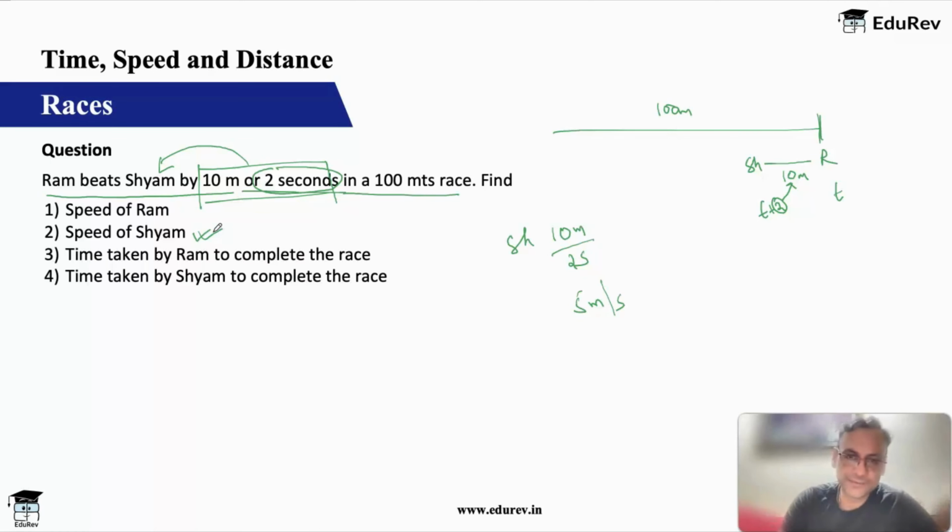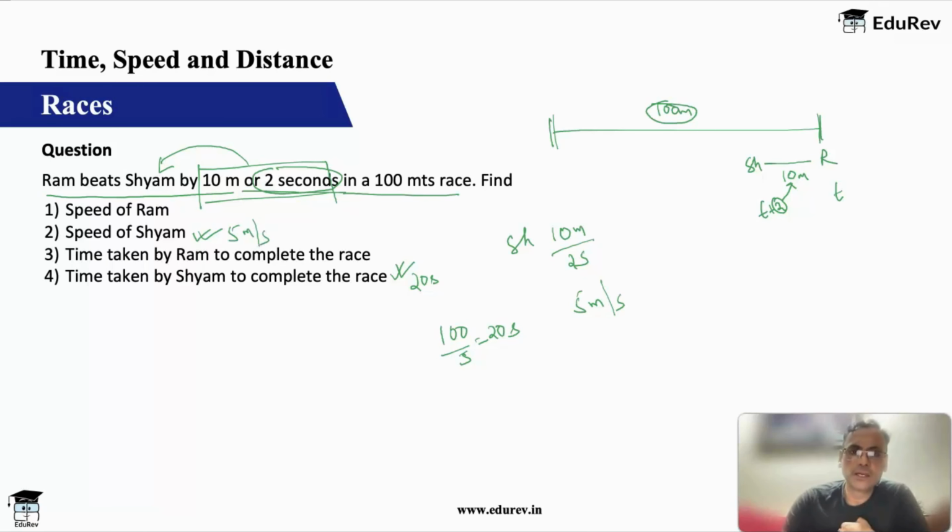Okay, fine. So one thing, let's go back. What was the total distance? 100 meters. And the speed of Shyam is 5 meters per second. So total, how much time will it take to complete the race? 100 upon 5. So he will finish the race in 20 seconds. So this is also answered. Time taken by Shyam to complete the race is 20 seconds. Speed of Shyam is 5 meters per second.